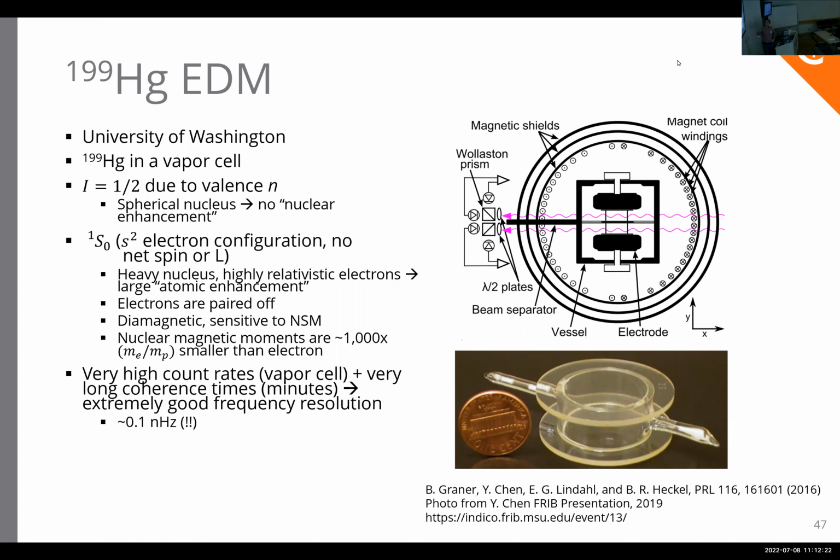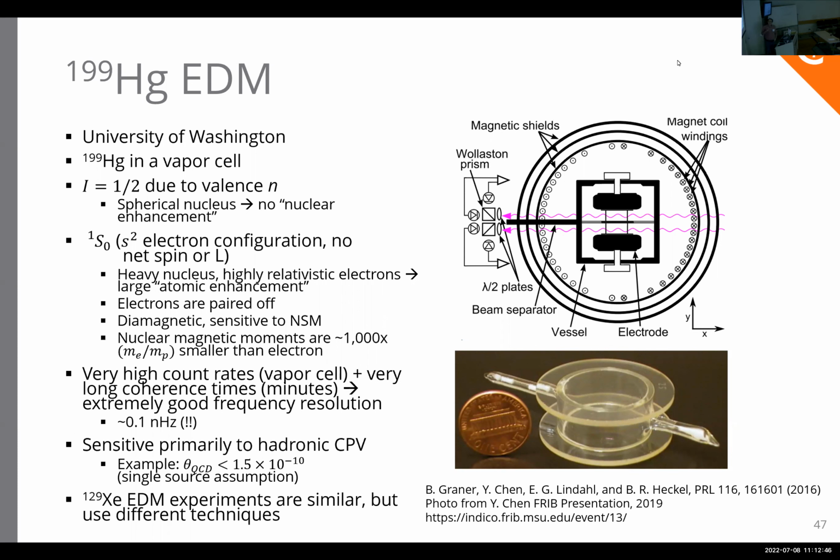And because of that, this combination of things means that their absolute frequency resolution is extremely good. It's like 0.1 nanohertz. So basically they could detect 1 revolution every 300 years. That's the square root of N enhancement, the large number enhancement, doing multiple experiments simultaneously. So this is a very, very impressive experiment.